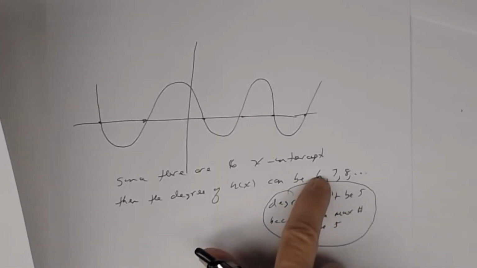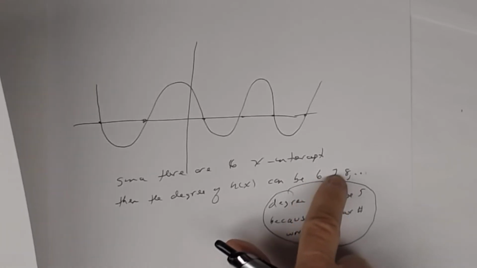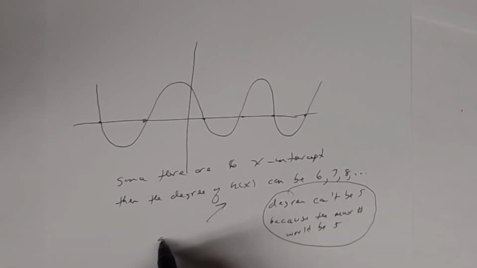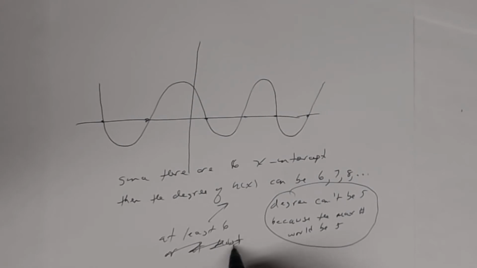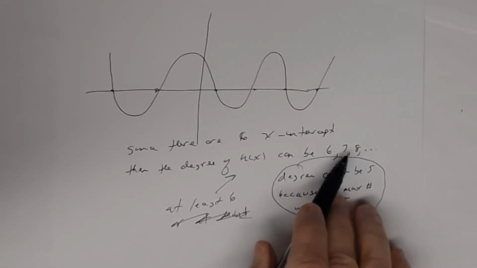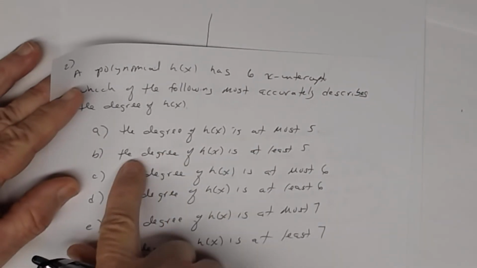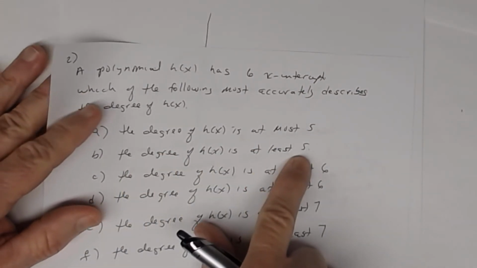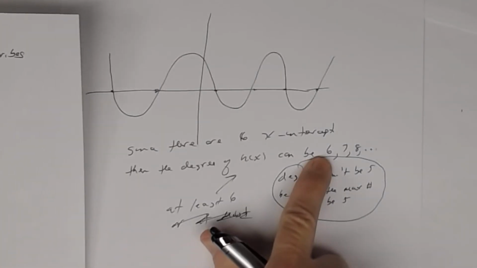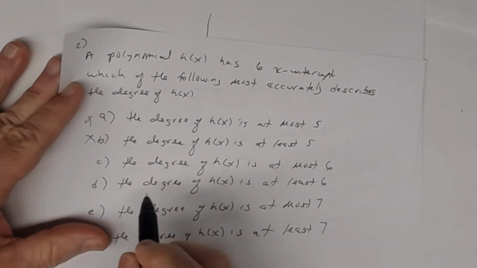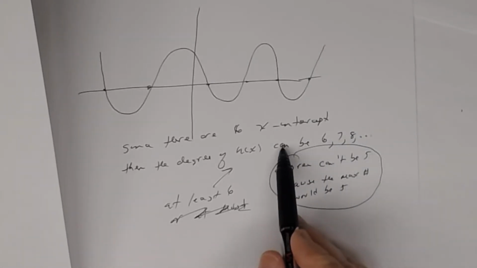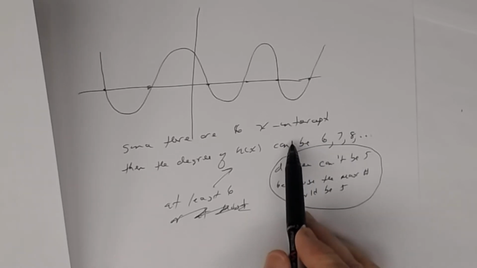Notice that 6, 7, or 8 means at least 6, right? So you just find the one that says at least 6. So can it be at least 5? No, you can't say at least 5 because 5's not in here. So we can X those two out. Can it be at most 6? No, at most 6 means 6 or below. It cannot be 5, it cannot be 4, it cannot be 3.